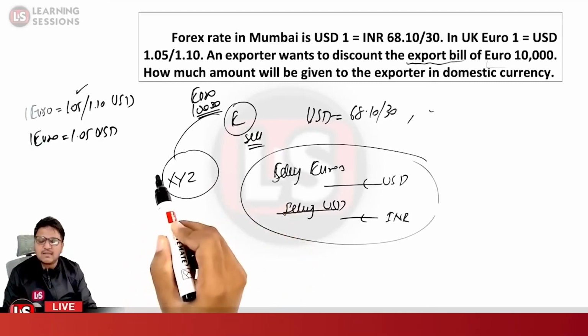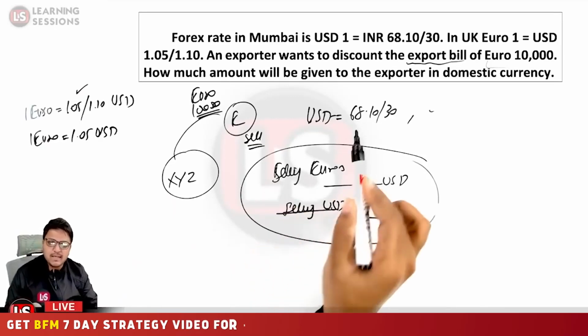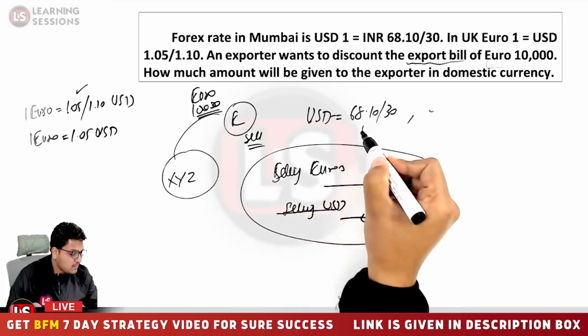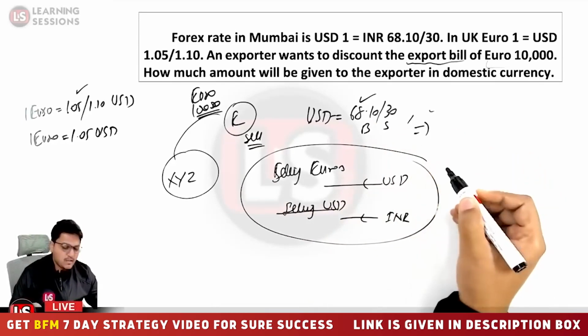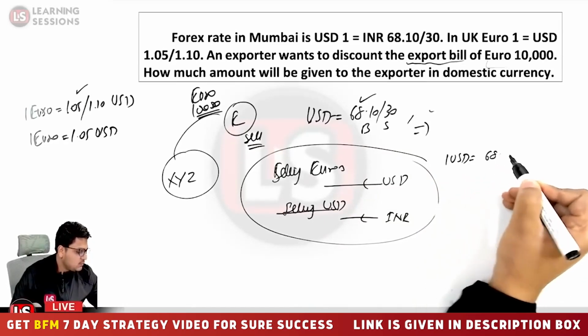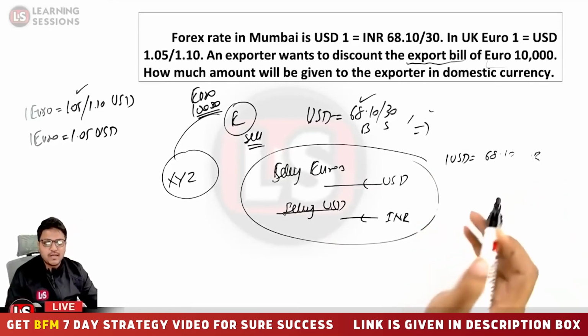And further, once he has received the USDs, he will be selling the USDs. Now at what price will he be able to sell the USDs? At the price at which the market is ready to buy, again the buying price over here. So from here we can infer 1 USD equal to 68.10 INR. So that is the case over here.